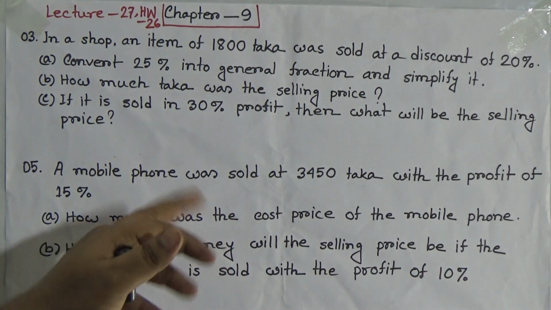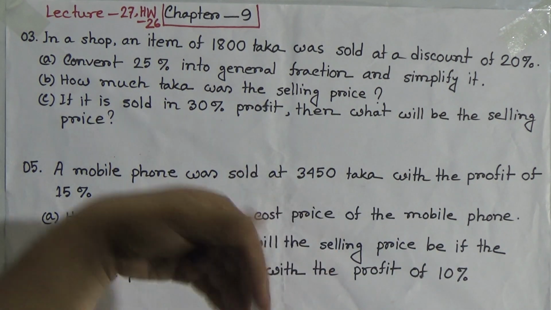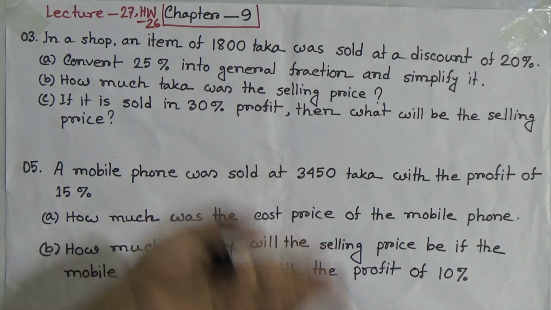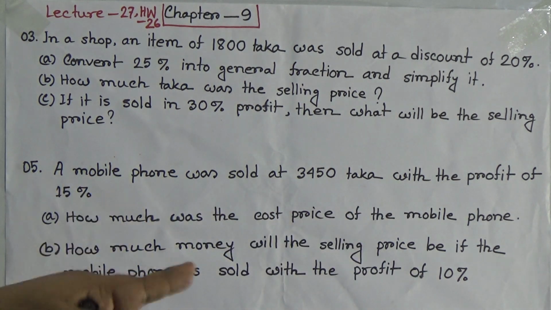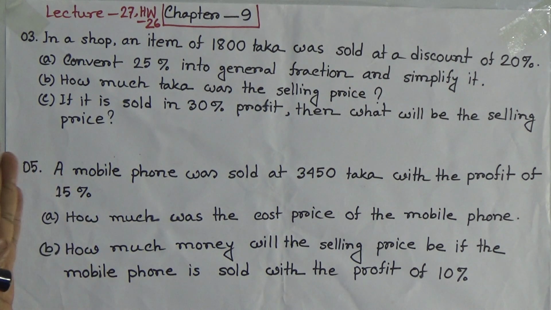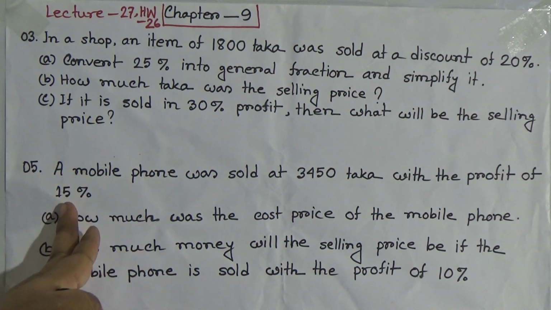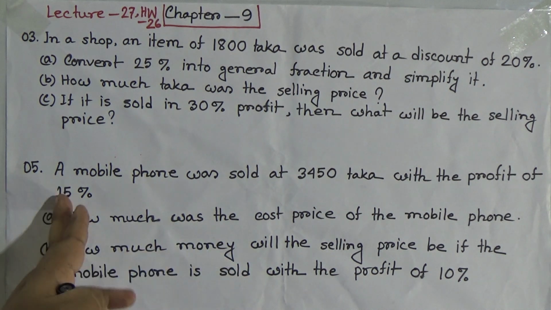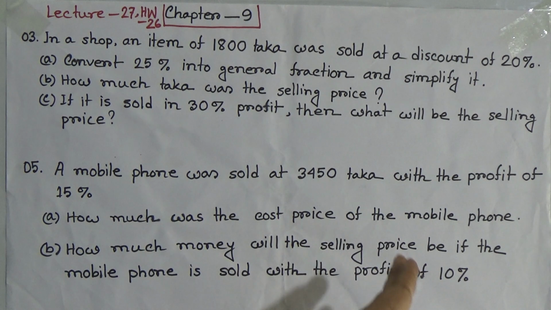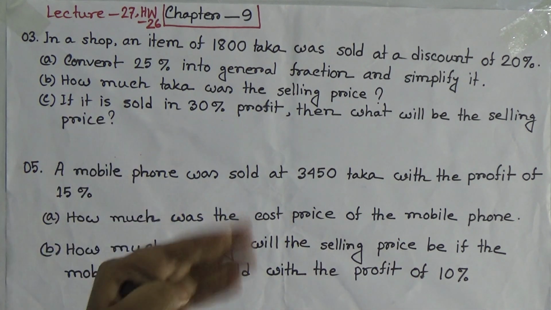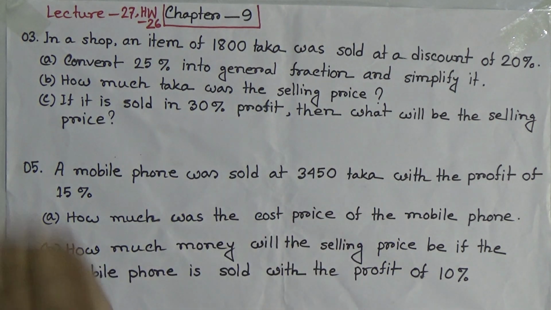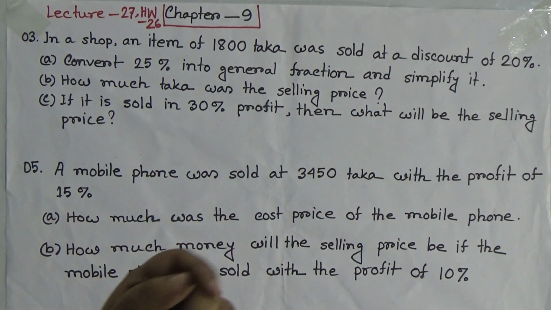My dear students, notice that the mobile was sold, that means the selling price of that mobile is 3450 taka, and by selling, the profit is 15%. From this 15% we write, if the cost price is 100 taka, then the selling price will be 100 plus 15, that is 115 taka. So if the selling price is 115, the cost price is 100. If the selling price is 1, then what? If the selling price is 3450, then what? And by this way you find the answer of question number A.